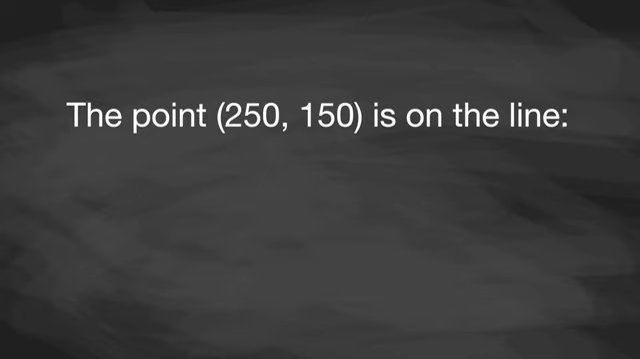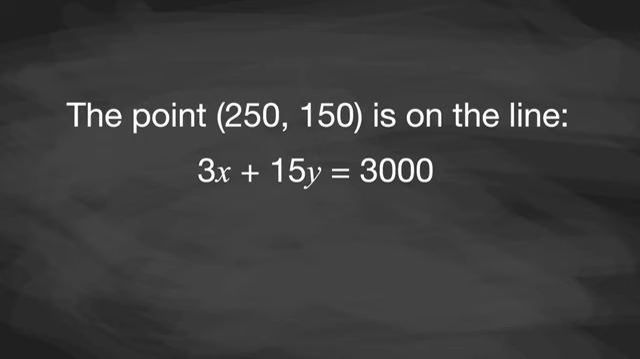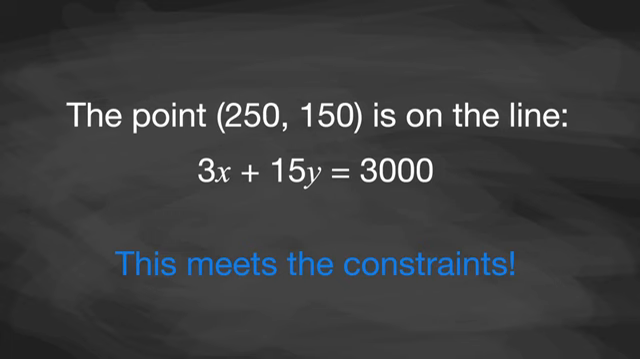The point (250, 150) is on the line 3x + 15y = 3,000. Substitute 250 in for x and 150 in for y. The equation, when simplified, is 150 = 150, so the point is a solution to the equation. The point meets the constraints.